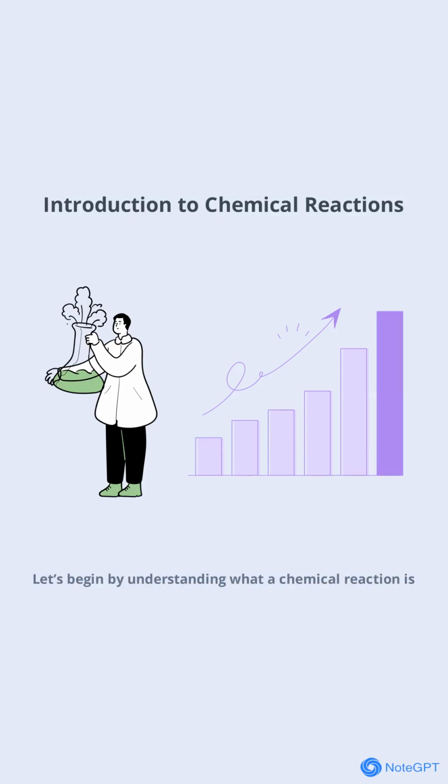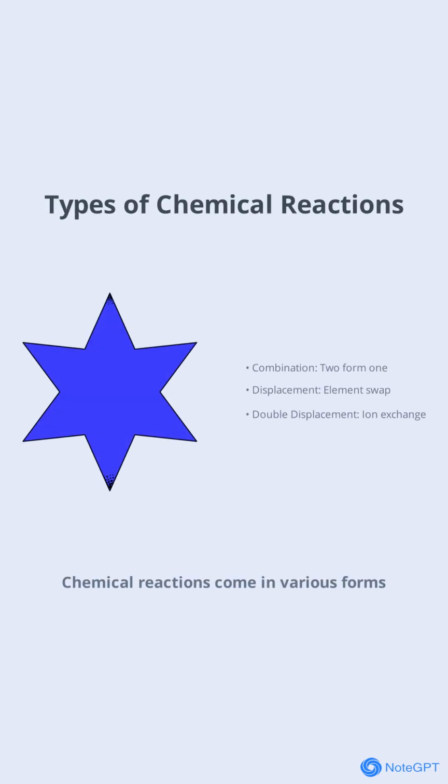Let's begin by understanding what a chemical reaction is and why it's so important in both nature and industry. Get ready to see chemistry in action. Chemical reactions come in various forms, each with its own characteristics. Let's look at some key types.